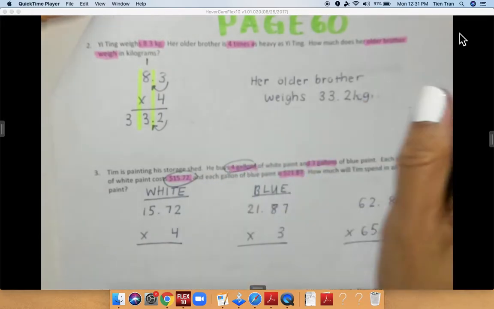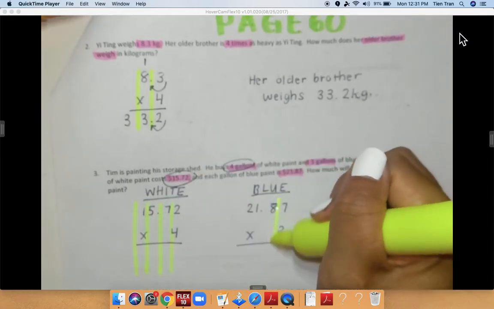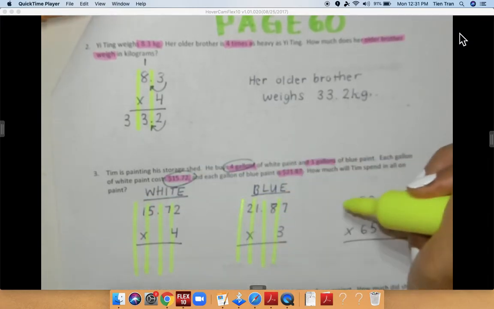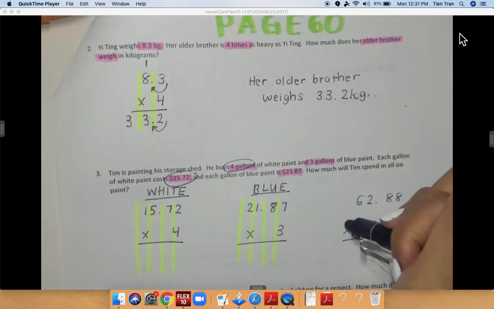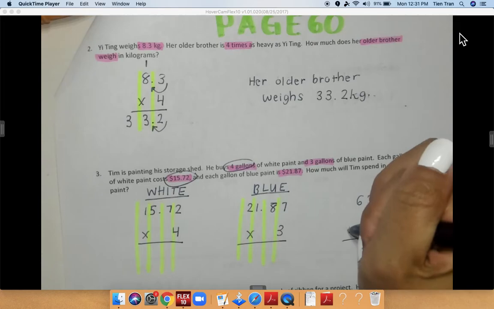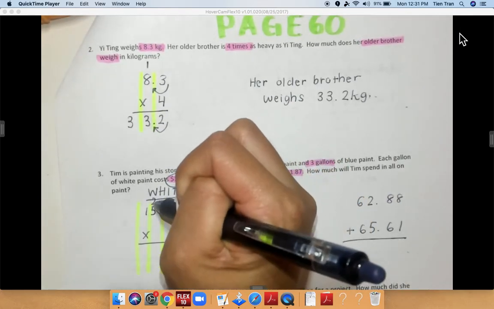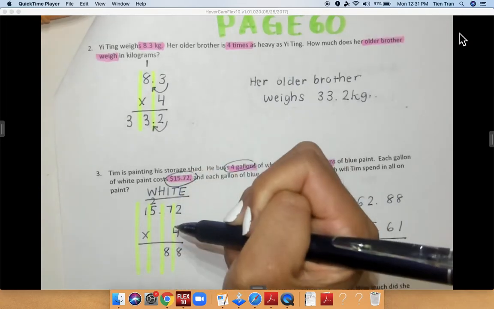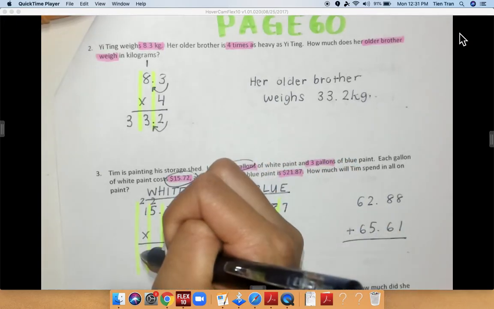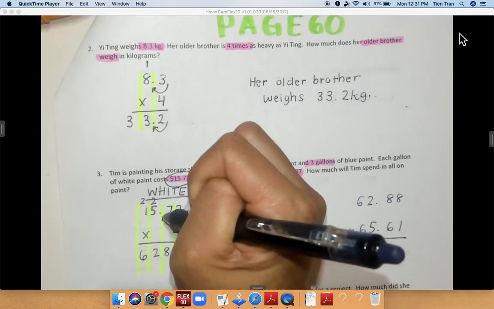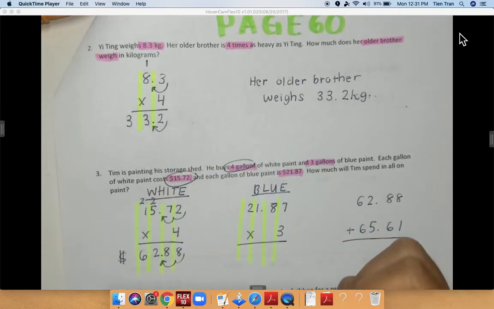4 times 2 is equal to 8. I'm going to draw my lines. If you have a pencil, it's a good idea as well. This one is supposed to be a plus sign. So 4 times 2 is equal to 8. 4 times 7 is 28. 4 times 5 is 20, plus 2 is 22. 4 times 1 is 4, plus 2 is equal to 6. I'm going to move my decimal over 2 times, so I get $62.88.